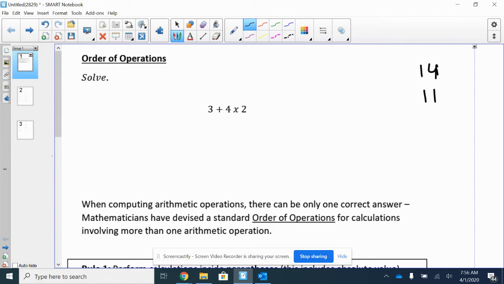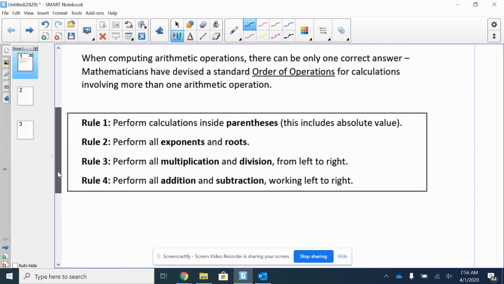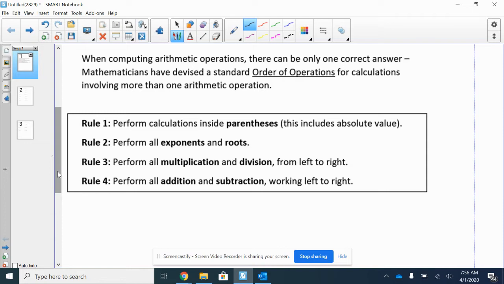Way back when, mathematicians had to decide on a convention. They had to decide on an order in which everyone's going to solve an expression like this, so there's no possibility of getting more than one answer, because there's really only one correct answer. A lot of you have heard of order of operations, and probably refer to them as please excuse my dear Aunt Sally, which is absolutely fine.